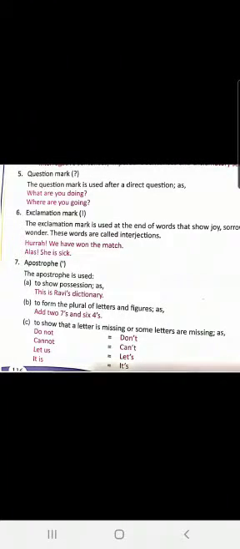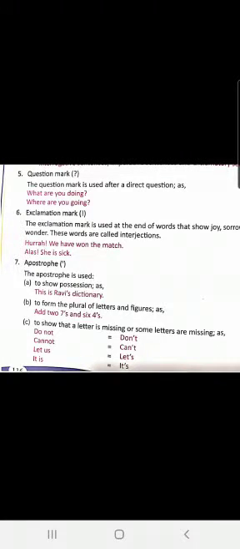Exclamation mark is used at the end of words that show joy, sorrow, or wonder. These words are called interjections. Hurrah! We have won the match. At last, she is sick. Apostrophe is used to show possession, like this is Ravi's dictionary. This is showing that this dictionary belongs to Ravi. Ravi possesses this dictionary. Ravi is the owner of the dictionary.